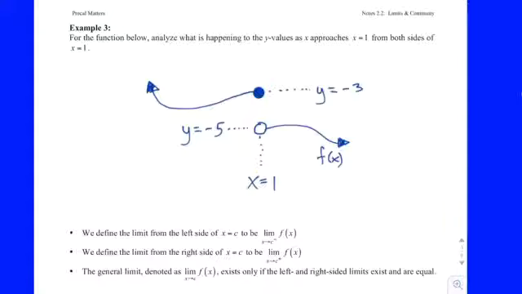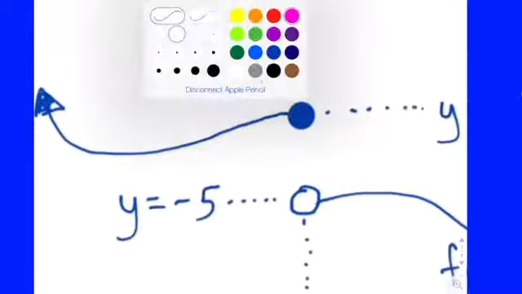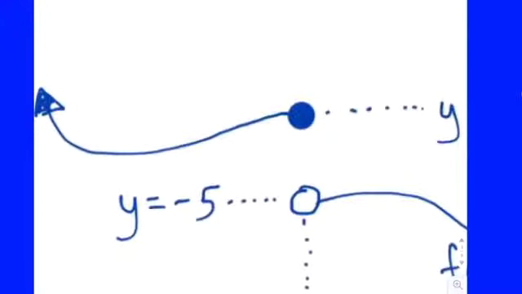All right, let's see how you did. So these are hand-drawn graphs. You'll have one like this tomorrow on your quiz. It says to analyze what's happening to the y values as x approaches 1 from both sides. So let's go ahead and write out the notation first. So here's what I'll expect you to write tomorrow.